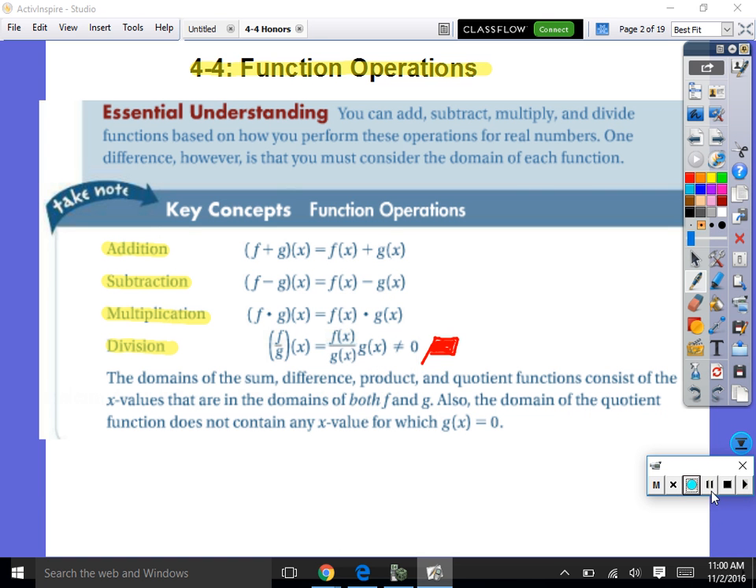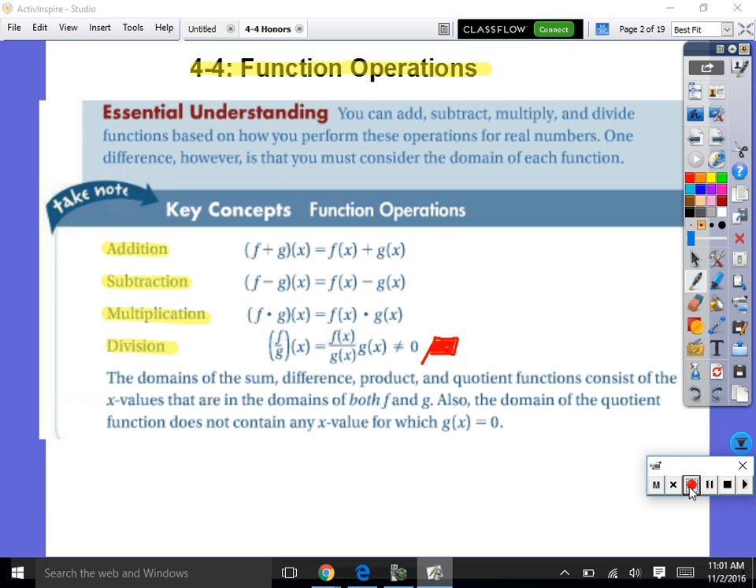Let's get started. So today we're doing 4-4 function operations. We've already learned how to do it all. Now it's just applying it in function operation mode. An operation is performing something on functions like addition, subtraction, multiplication, division. They're all operations. So you can add, subtract, multiply, and divide functions based on how you perform these operations for real numbers. One difference, however, is that you must consider the domain of each function.